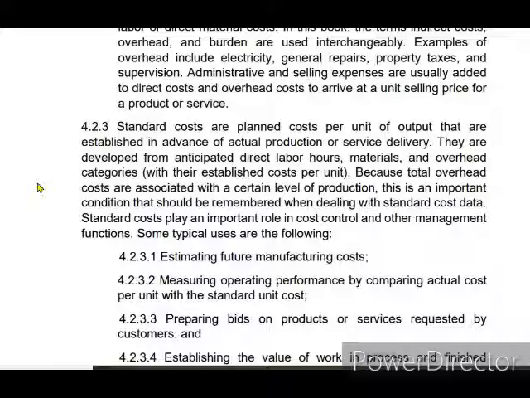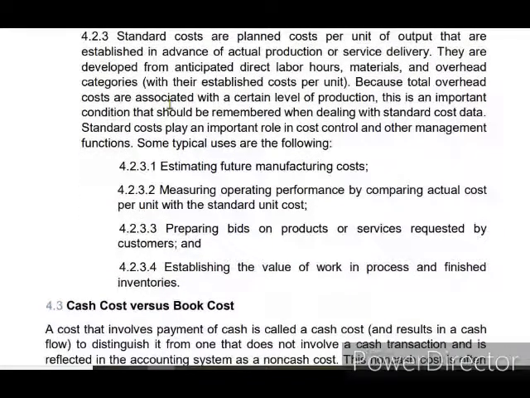Standard cost plays an important role in cost control and other management functions. So this standard cost is also affected by the overhead costs. So these are the reminders for standard cost. Standard cost plays an important role in estimating future manufacturing costs. How? Because it is used to estimate the cost of each processing of an output.